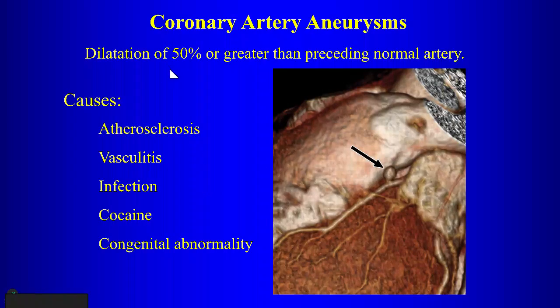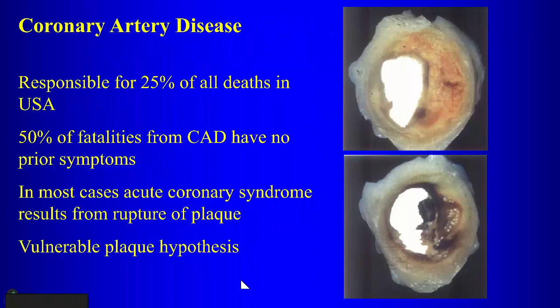So we've talked about the definition of an aneurysm, dilatation 50% or greater than the preceding normal artery, and we've talked about the differential. The most common cause in the United States is atherosclerosis, but other things in your differential are vasculitis, mycotic aneurysms, drug use, and it might also be congenital. That's unusual. Now, coronary artery disease, right? Of course, this is a major cause of death all over the world.